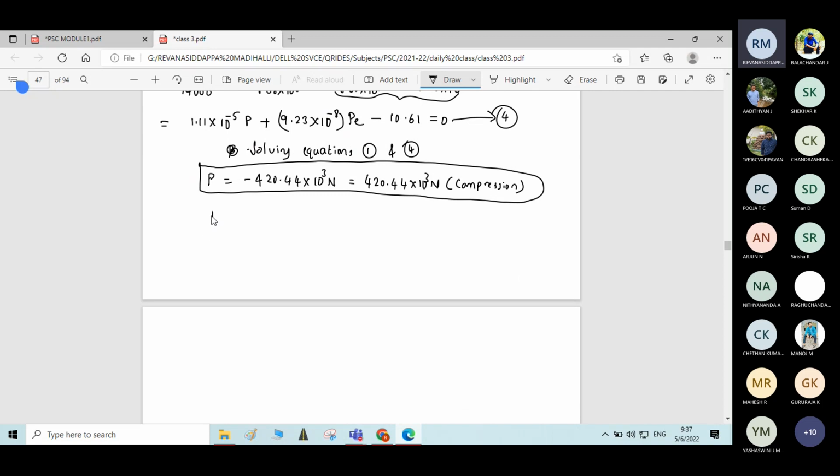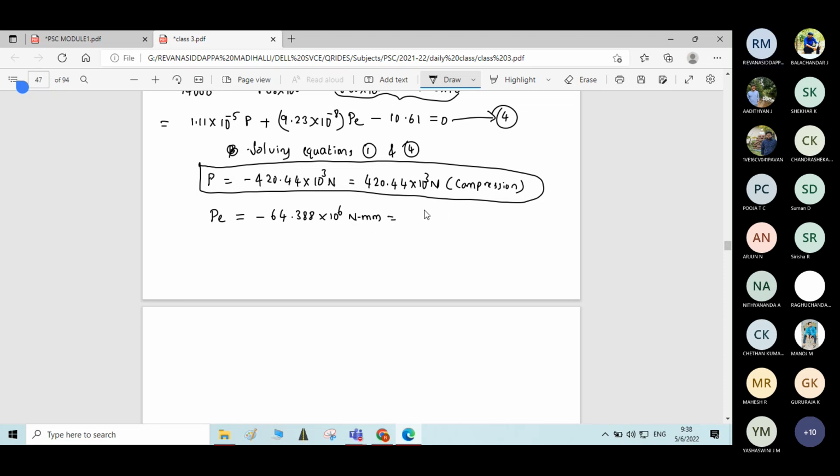you will get the answer for PE as minus 64.388 into 10 power 6, into 10 power 6 Newton millimeter. Okay, so what this minus indicates? It is sagging bending moment. Sorry, hogging bending moment. Okay, it is a hogging bending moment.